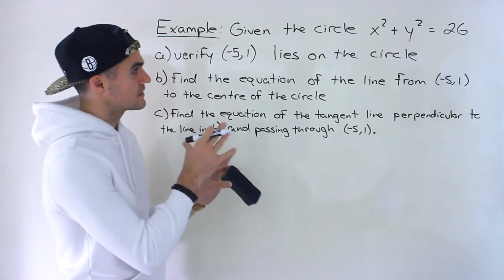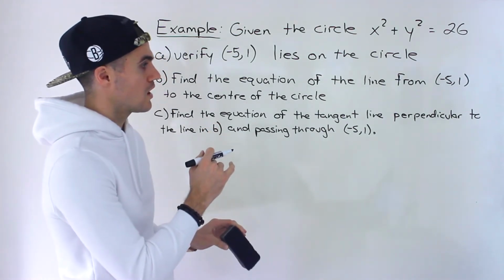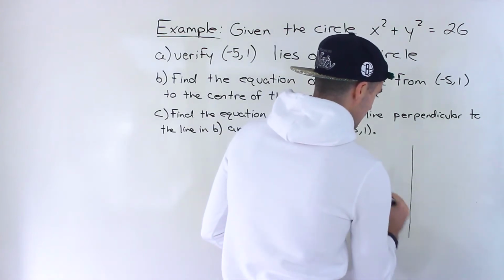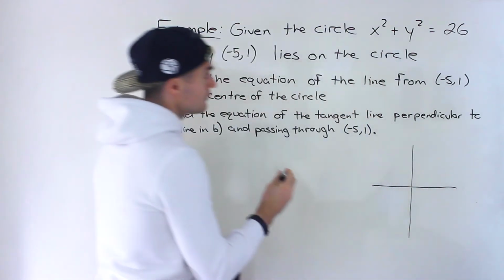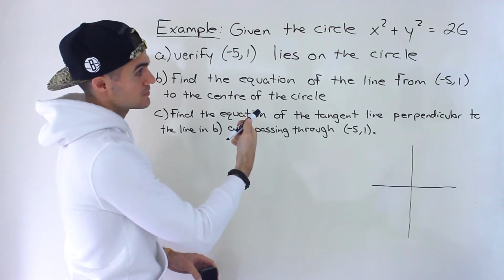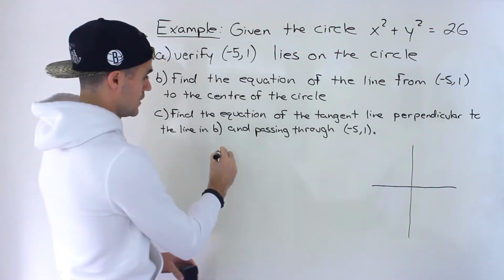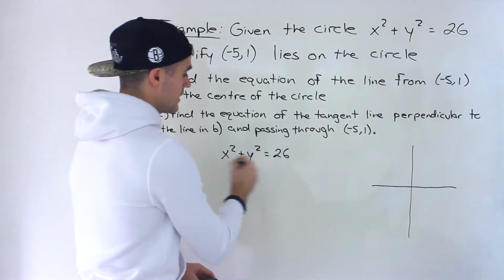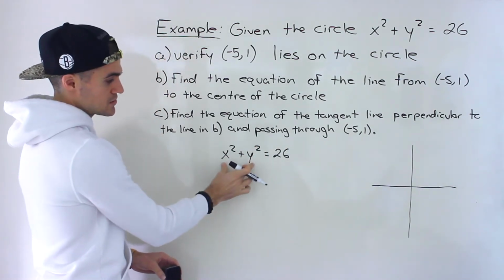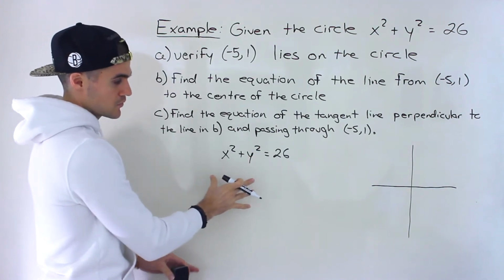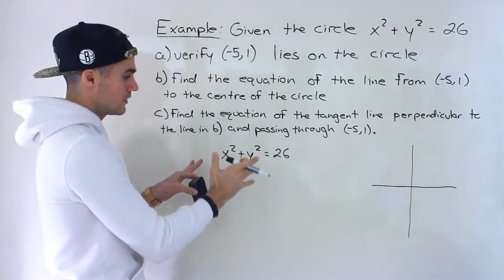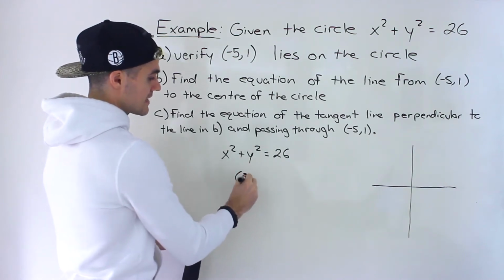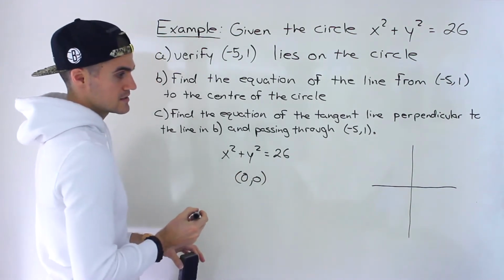Before getting into the details, I'm going to draw a diagram of what is happening. We have this circle, x squared plus y squared is equal to 26. Whenever you have a circle in the format x squared plus y squared equals r squared, where the left side is just x squared plus y squared and there's nothing else going on, its center is always going to be at (0, 0).